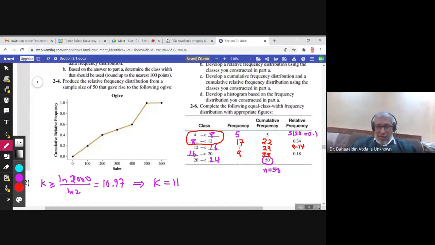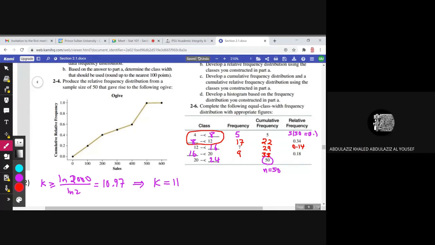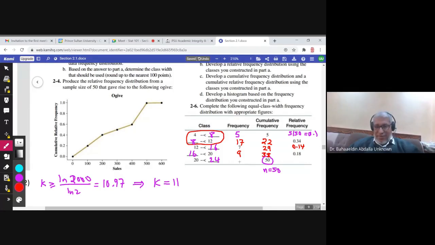Now the last class, I have only the cumulative frequency, which is 50. Can I find the frequency from here? Yes. 50 minus 38, okay? It would be 12. And then 12 divided by 50 will give you what? 0.24.